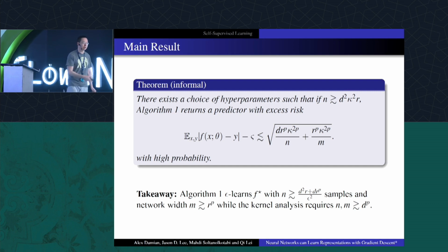And the width is r to the p. And this is necessary. You can see, even if you just did random features and I tell you the subspace, you would need r to the p. In comparison, kernel methods need both sample size and width d to the p. Okay. Oh, and this funny way of writing is because this is actually the correct way to look at it, because I have noise and the noise was size zeta, so I'm subtracting off the noise here.